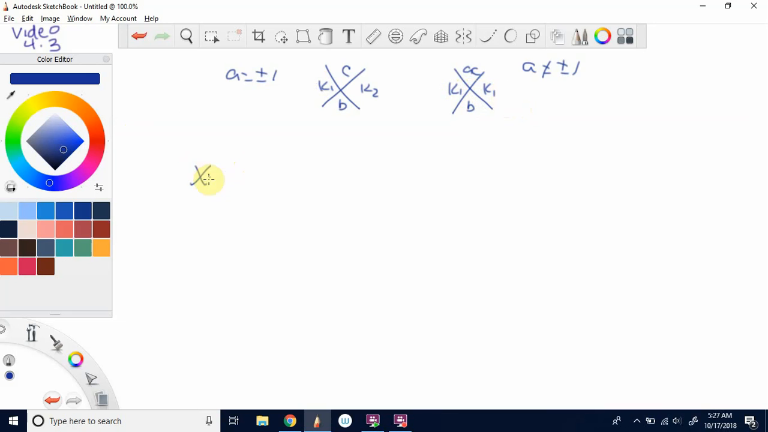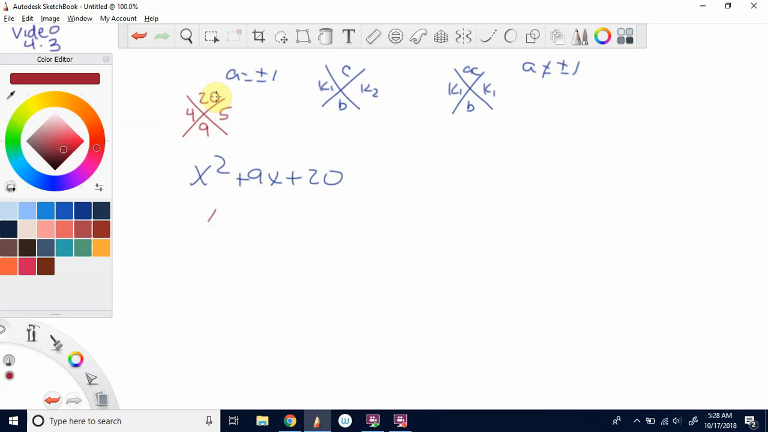So example 4. We have x squared plus 9x plus 20. Well, A is positive 1, so we're going to use this method. We're going to write our little box, and C goes here, and B goes here. So what two factors of 20 have a sum of 9? Well, 4 and 5. So we're going to do this.